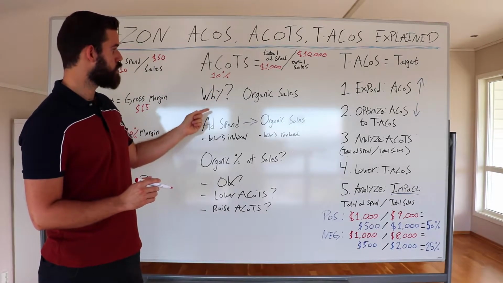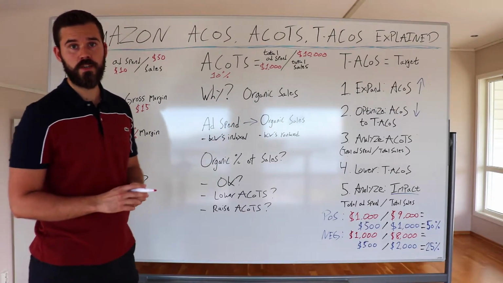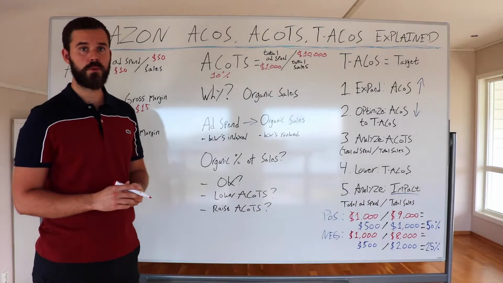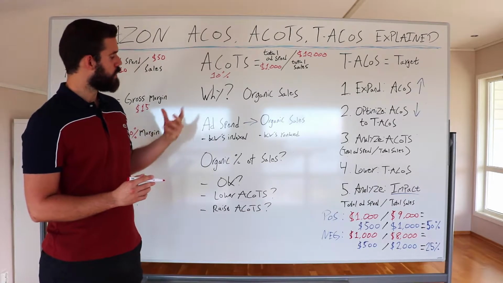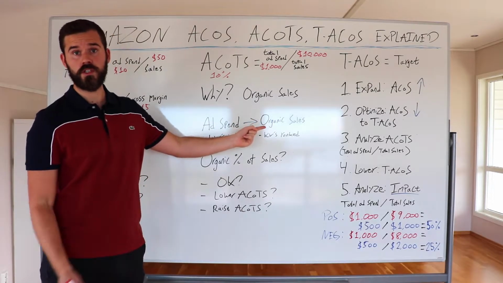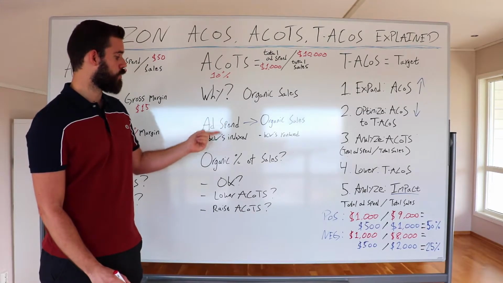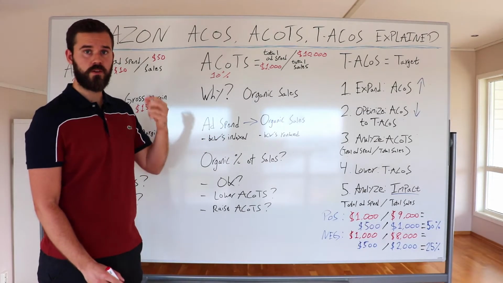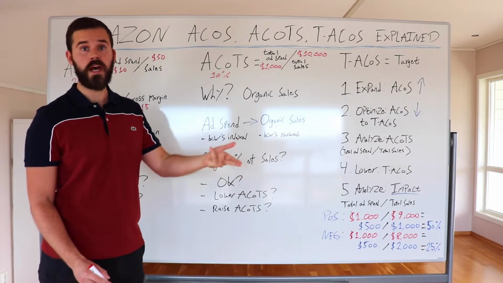Well, it's because you've got organic sales, right? So the way it works on Amazon, which is different than, let's say, Google PPC, is that your ad spend actually causes organic sales to a certain extent, right? So if you spend money on advertising for, let's say, every one sale you make through the ads, you will make another sale through organic.